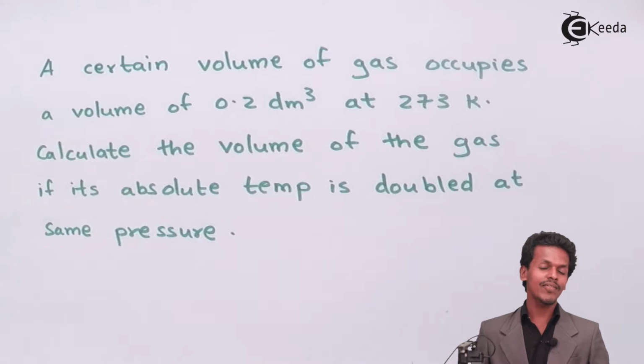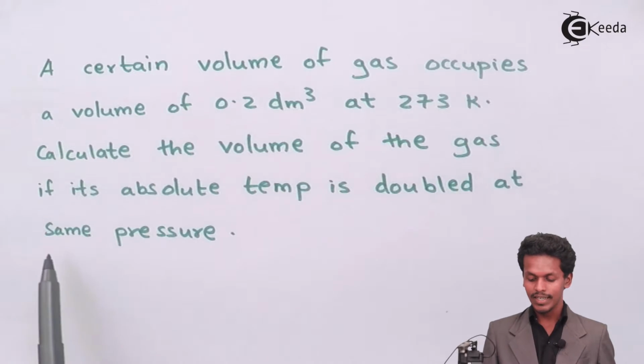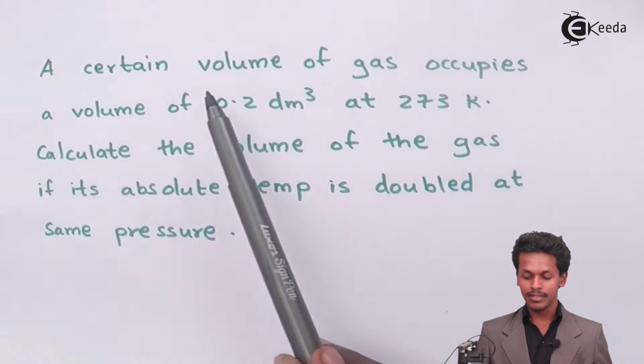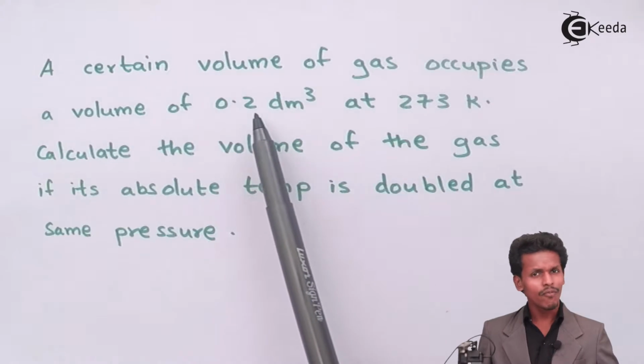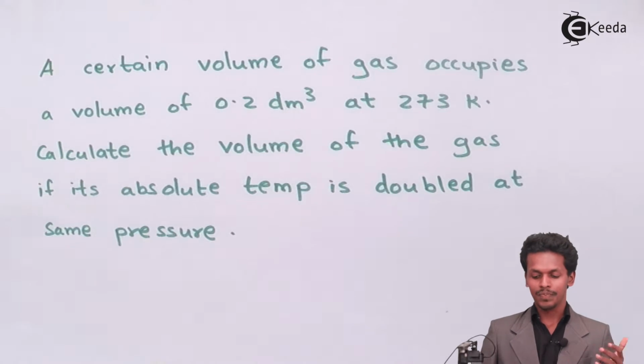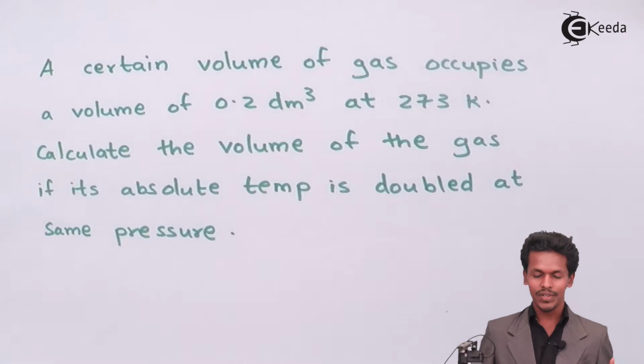So how can we analyze which type of numerical this belongs to? In this case, they have mentioned the same pressure, and they have also mentioned the volume as well as the temperature, which indicates that they are talking about Charles law. Now we are going to extract the data from the given question. So let us do that.